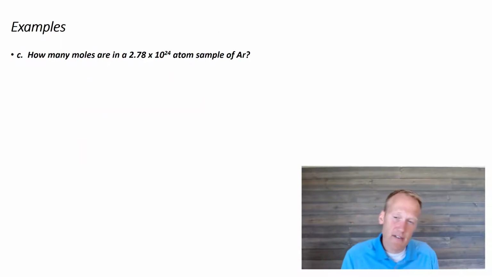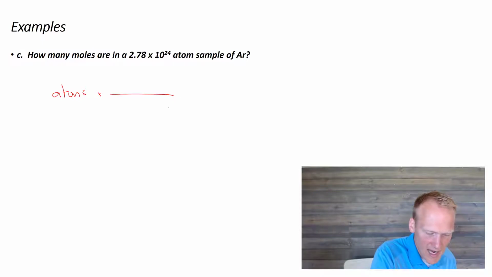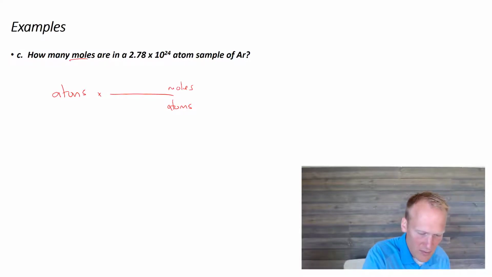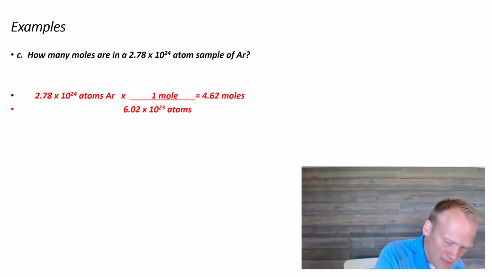This one's a little different because the given is atoms. We have 2.78 times 10 to the 24th atoms of argon, which means atoms are going to be our given quantity, which means atoms are going to go down here, and moles are going to be at the top because moles is what we're looking for. So this is going to be 1 mole over 6.02 times 10 to the 23rd. If we look at the equation here, in this case, we're going to divide.